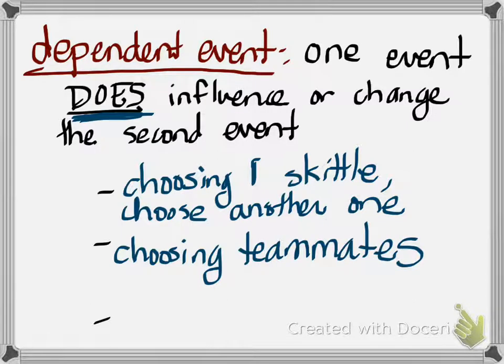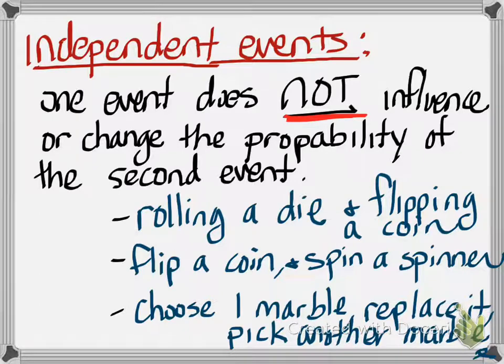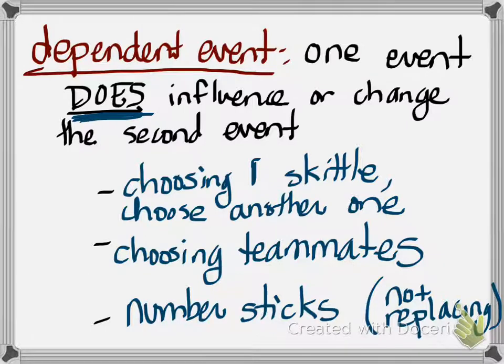Another dependent event is when I'm choosing the number sticks like we did in science yesterday. Once your number got picked and you got to help with our experiment, I did not put your number stick back in the cup. I left it on the table so that way someone else would have a higher probability of being chosen. So number sticks, as long as I'm not replacing, it's dependent. Just like how in independent, as long as you replace the marble, it's independent. If you do not replace it, it is dependent.